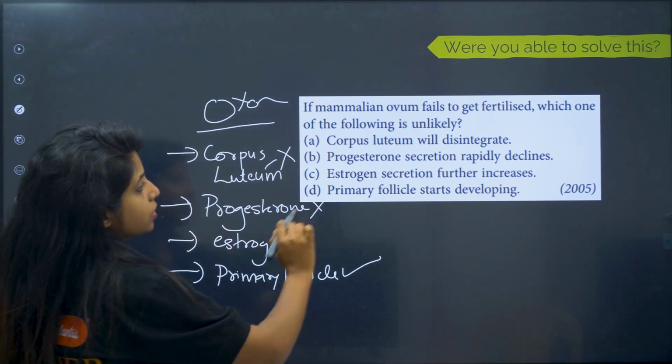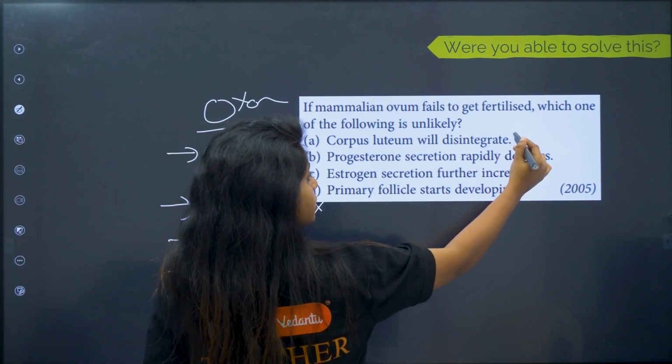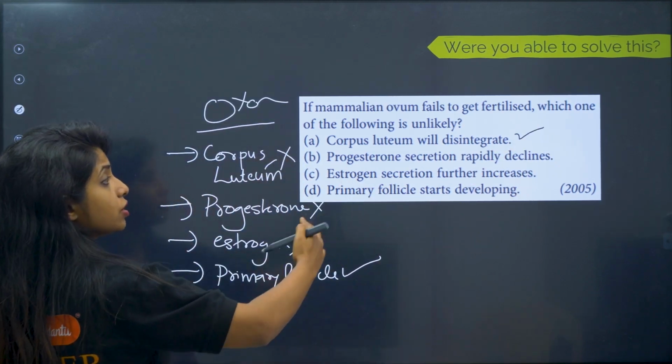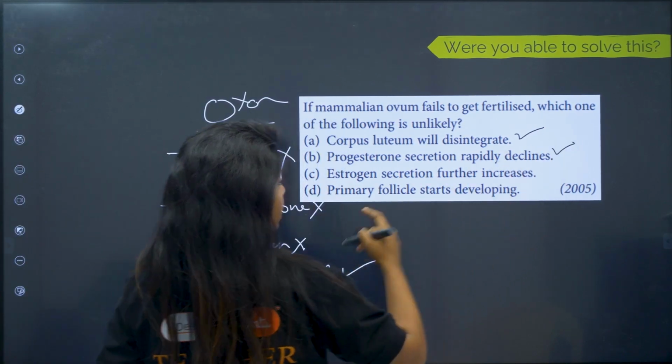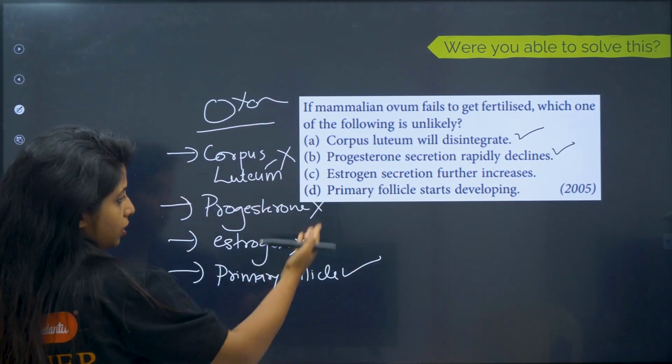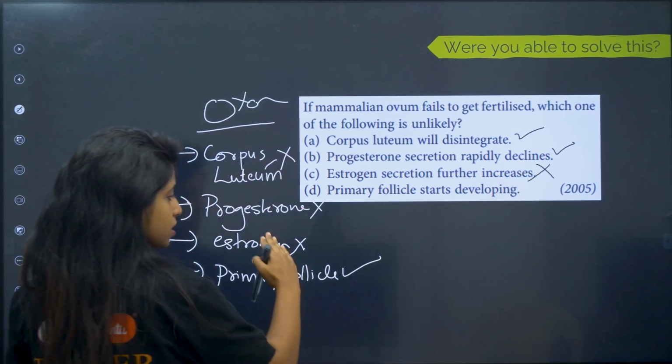Now over here, which is something that does not match? Let's see. So it says corpus luteum will disintegrate. Obviously it will disintegrate. So it is correct. Okay. Progesterone secretion rapidly declines. Obviously if it is not there, this also won't be there. This is also correct. Estrogen secretion further increases. Now how can that be possible? No, it's wrong. Estrogen is decreasing, right?